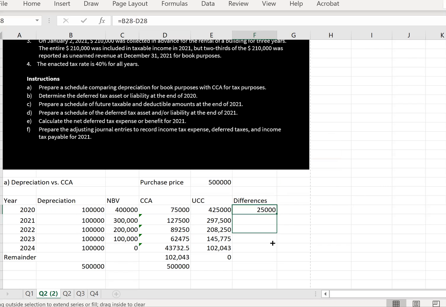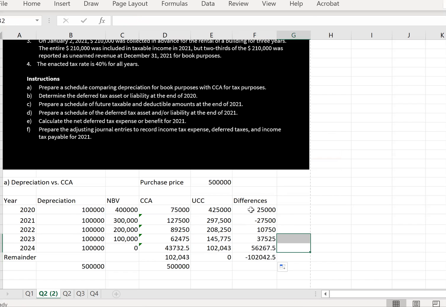Okay, so we'll drag these down and that's going to give me my schedule of differences. And that's all that we're asked for in A. It simply says prepare a schedule comparing depreciation for book purposes with CCA for tax purposes. And that's exactly what we did here. And we needed this difference column because it does say compare.